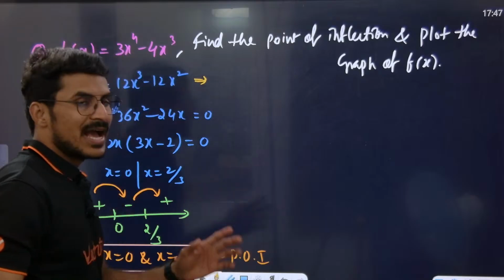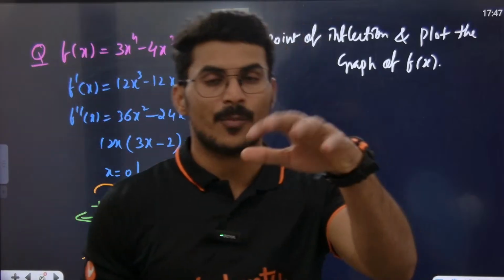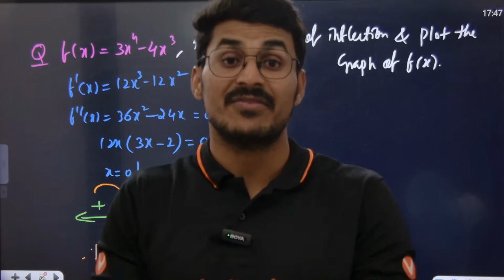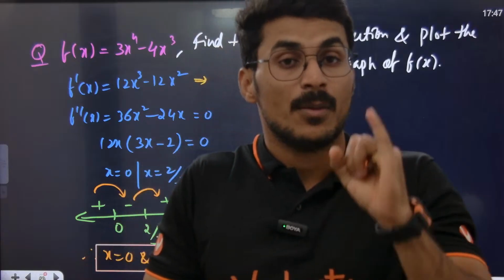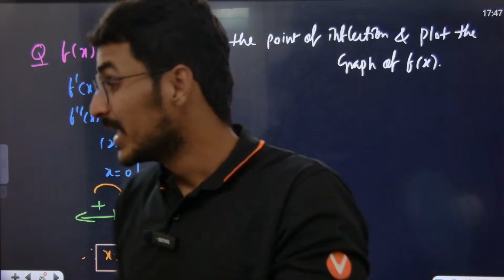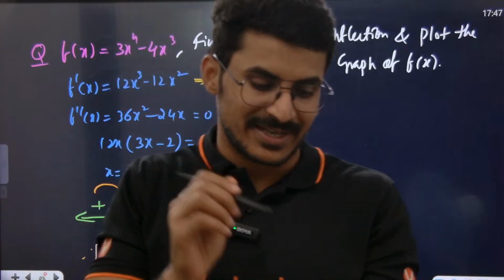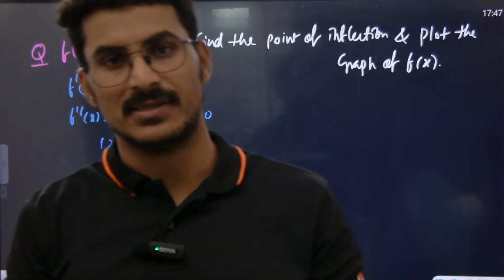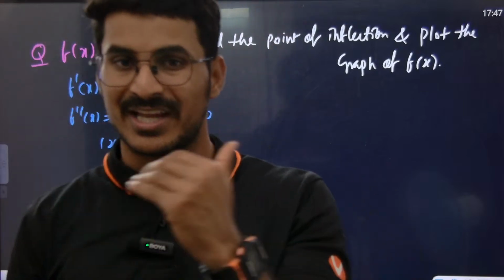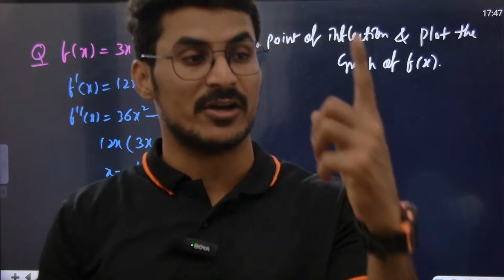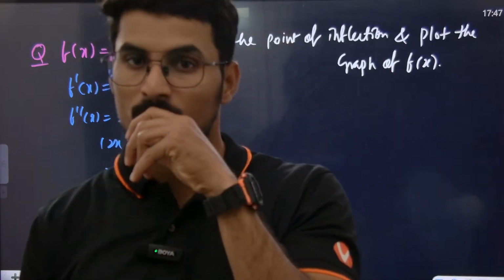Guys, f dash of x is equal to 0 gives us the point of minima and point of maxima. f double dash of x is equal to 0 gives the point of inflection. In the previous class, f dash of x equal to 0 gave the critical points, the point of minima and maxima.